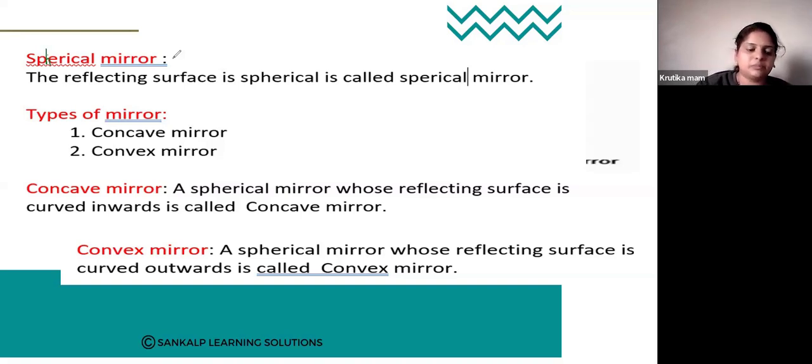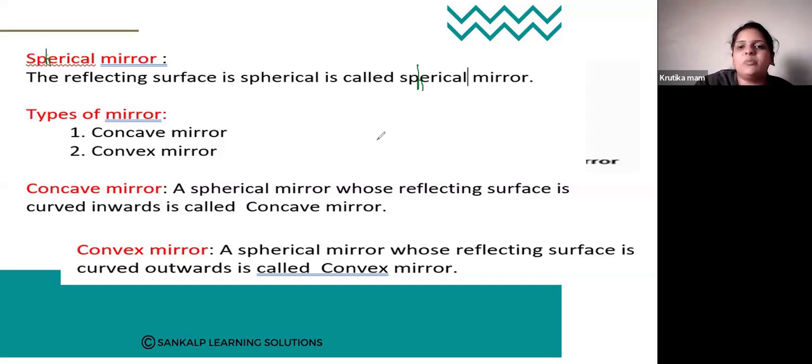Okay, so spherical mirror means these are the parts of mirrors which are curved, or the reflecting surface of the mirror is spherical. That is called the spherical mirror. So in the spherical mirrors, we have two types of spherical mirror.